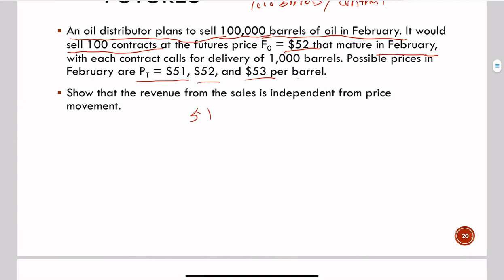Let me write down these prices here. Note here you actually have two different positions in your portfolio, right? You have oil, and you have a short position in futures.